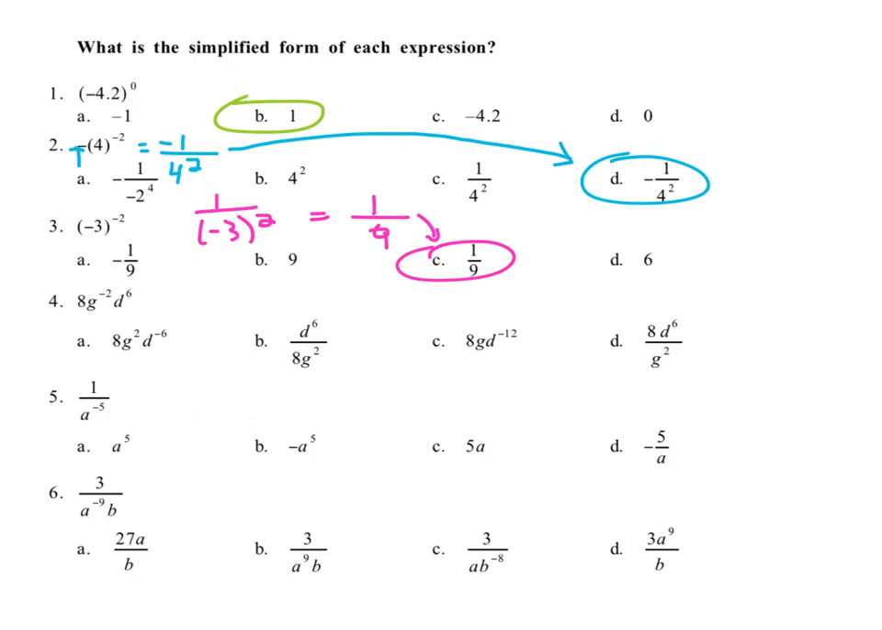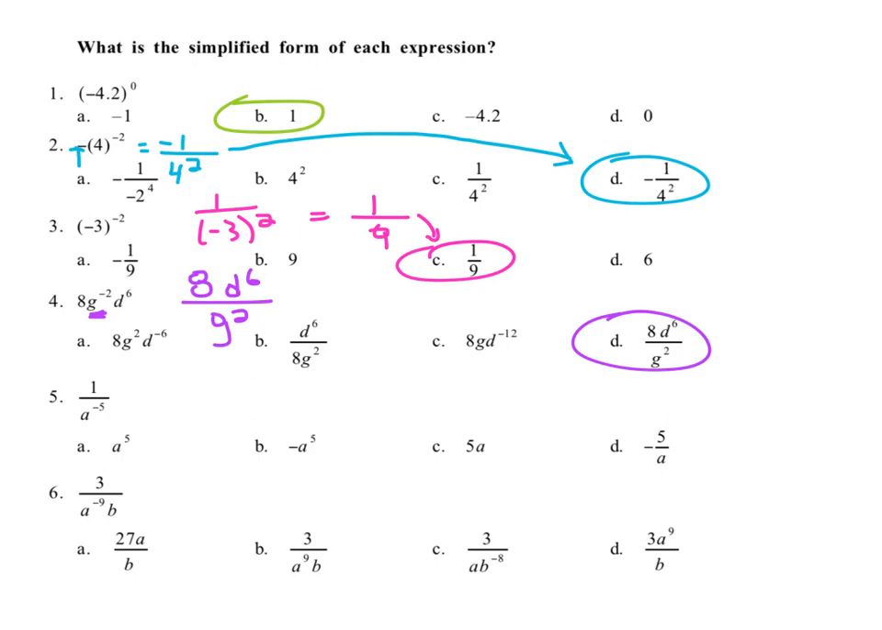For number 4, you can see, which part of this has a negative exponent? Simply just the g to the negative 2. This is the only thing. The g is what has a negative exponent on it. So we leave the 8 on top. We also leave the d to the 6th on top. And we move the g squared to the bottom. And where do we find that answer? That's D. Okay.